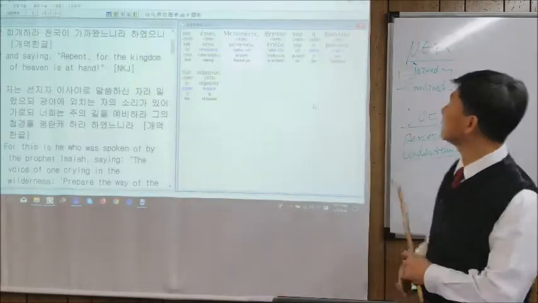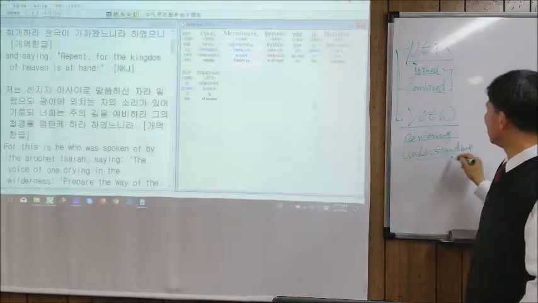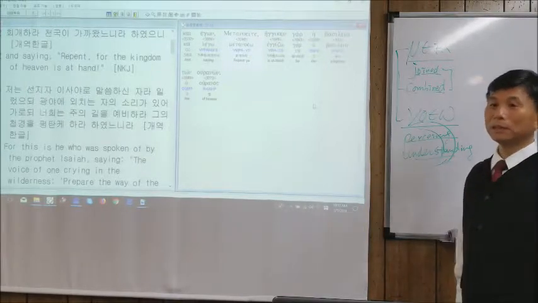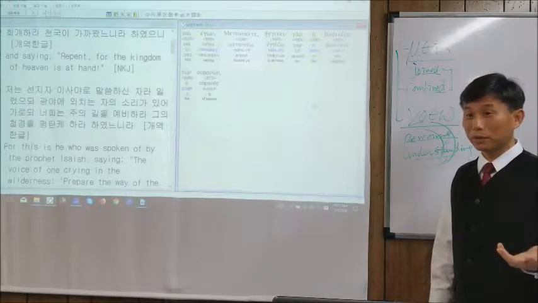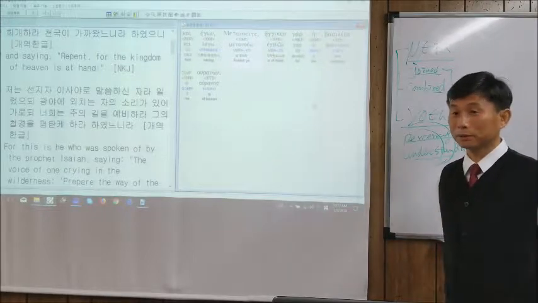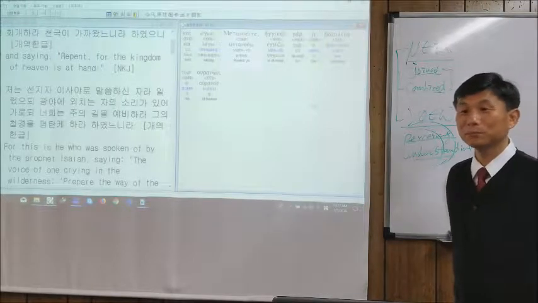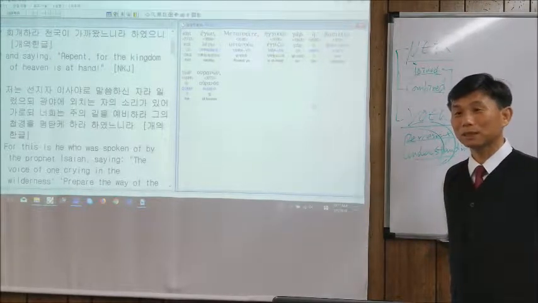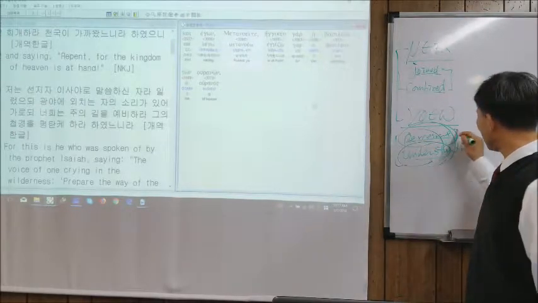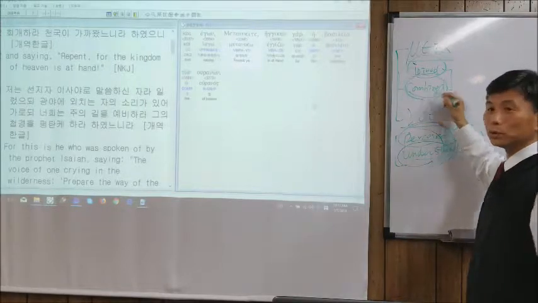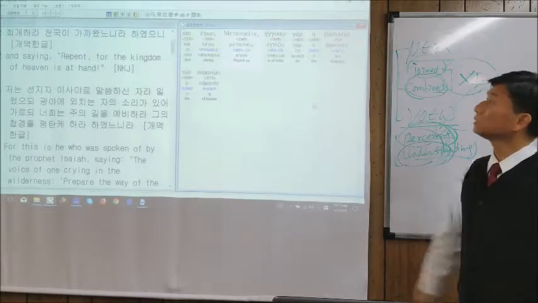So repent, English translation, but Greek is metanoeo. So you have to join, combine, in order to understand, perceive. Because you yourself do not have a power to understand. You are not able to understand by yourself. That's why when we go to Romans chapter 10, faith comes through hearing. So you have to hear from the preacher that is sent by Christos Jesus, right? So in order to understand the word of God, you have to join, combine with who? Christos Jesus, who will bring the perceiving and understanding. So that's what it means.